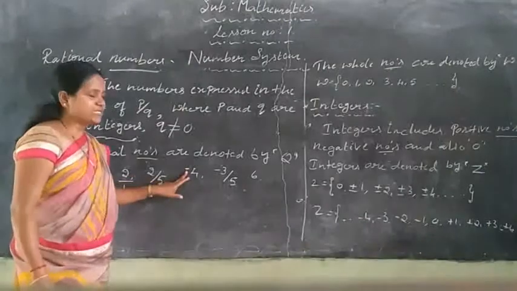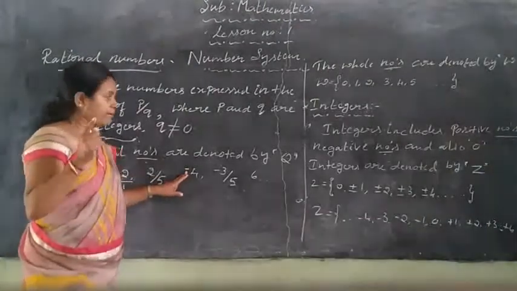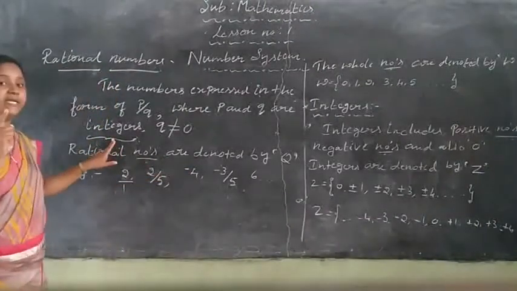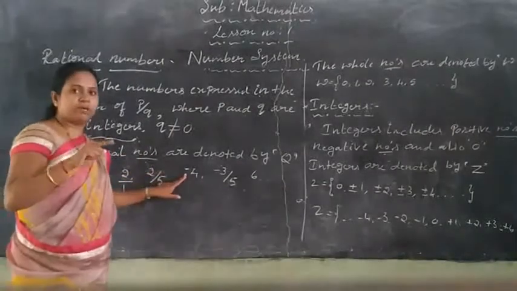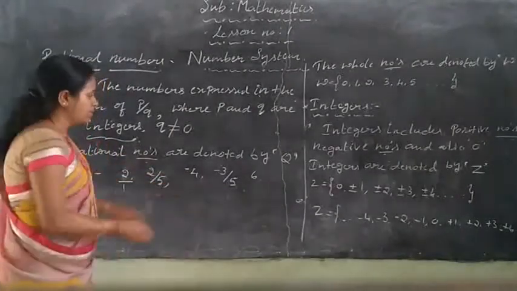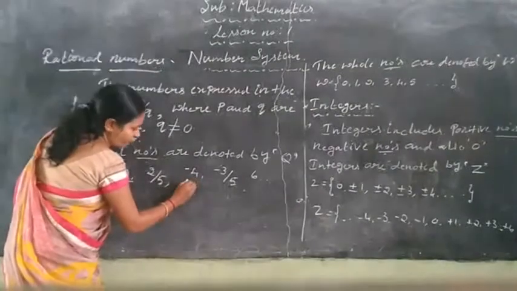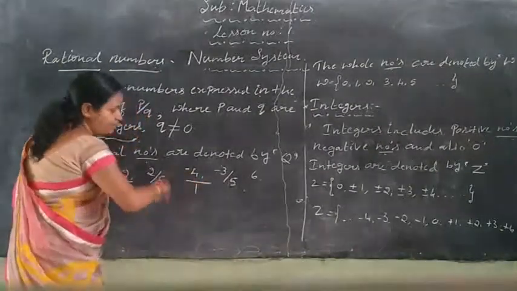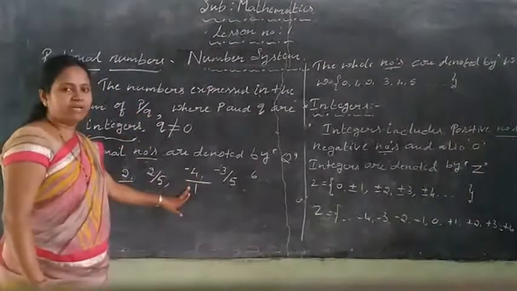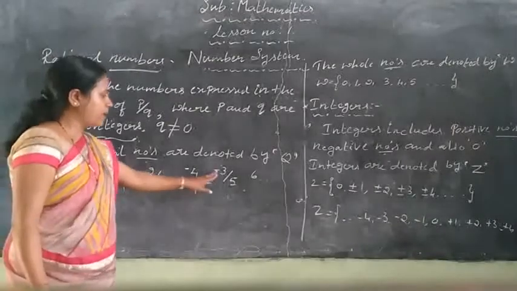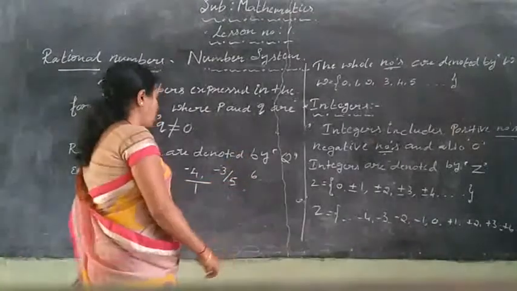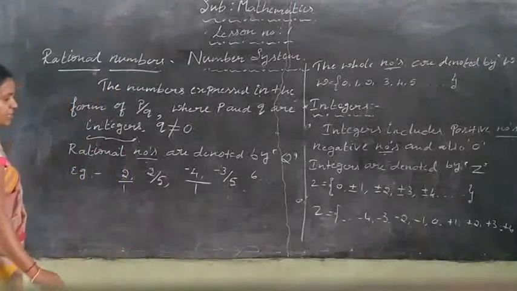Third one, minus 4. Just see here. So rational numbers include integers. Integer means it may be a positive number as well as a negative number. So in the numerator it is minus 4. If nothing is there, you consider that as a 1. So minus 4 by 1 is also a rational number. Minus 3 by 5, 6. So all these are examples for rational numbers.